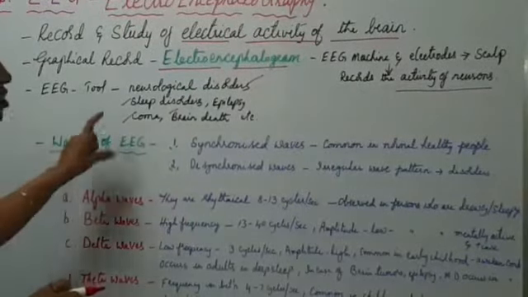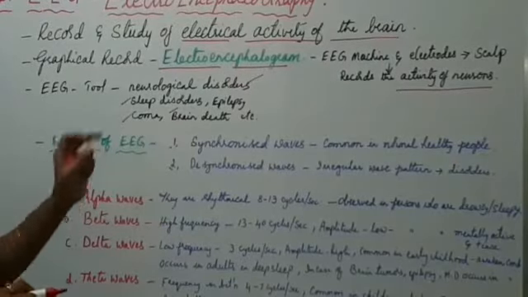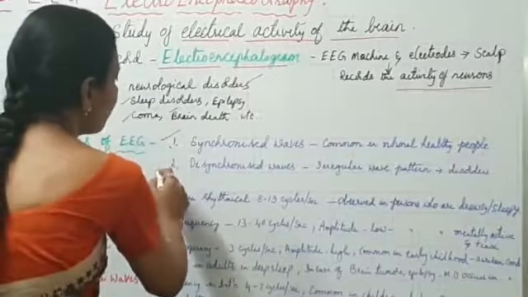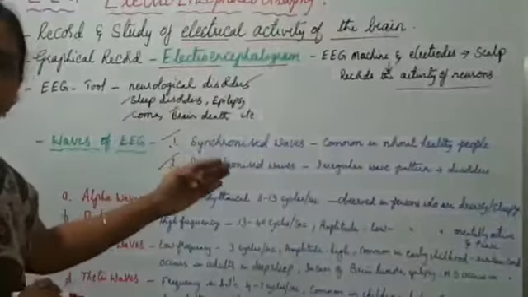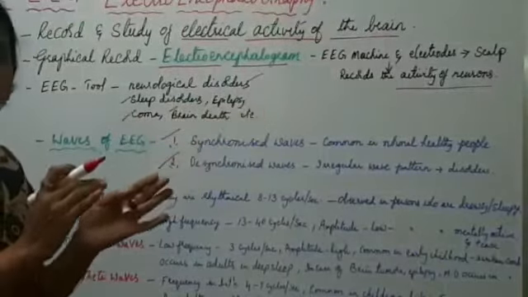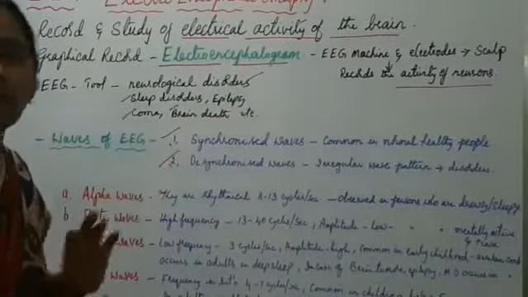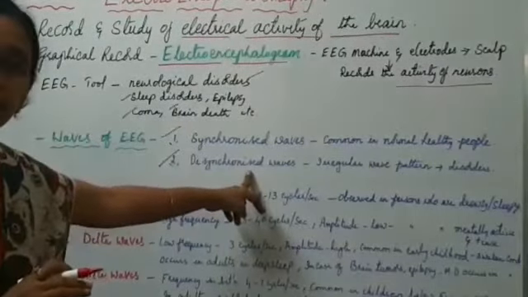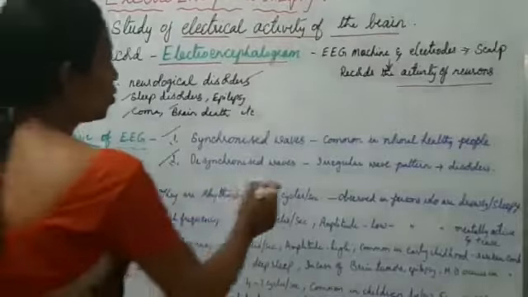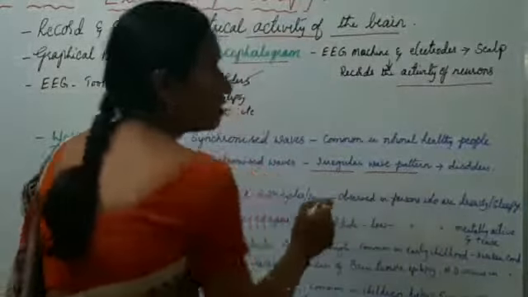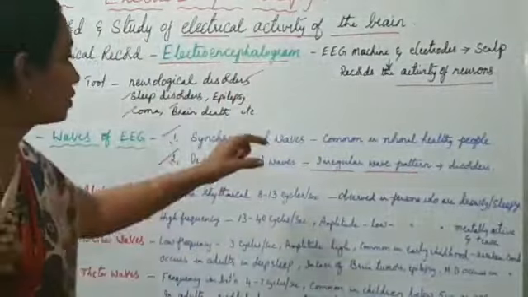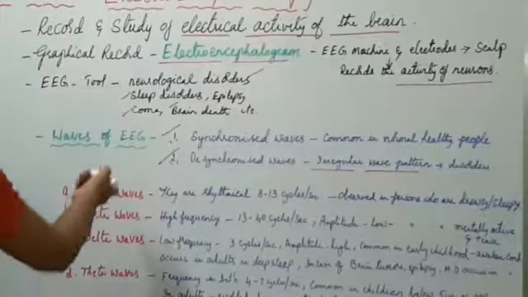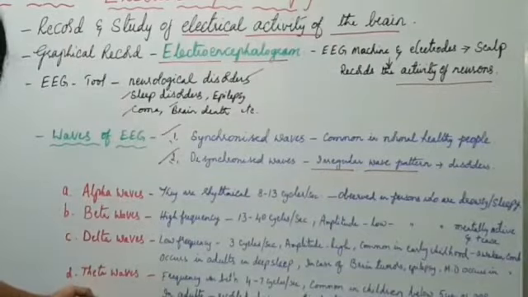Here the waves of EEG are studied particularly. What are the waves present in them? Here two types of waves are there: synchronized waves and desynchronized waves. Synchronized waves are the regular pattern of waves. They are common in normal healthy persons. Desynchronized waves are present in an irregular manner. So this irregular pattern of waves leads to disorders. Those irregular wave patterns will be observed in the following waves: alpha waves, beta waves, delta waves and theta waves.